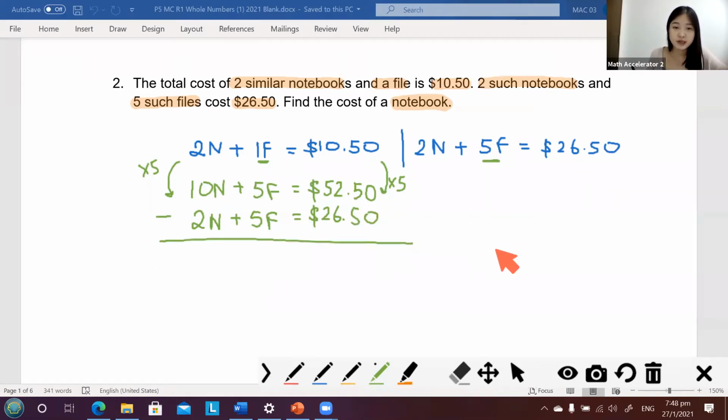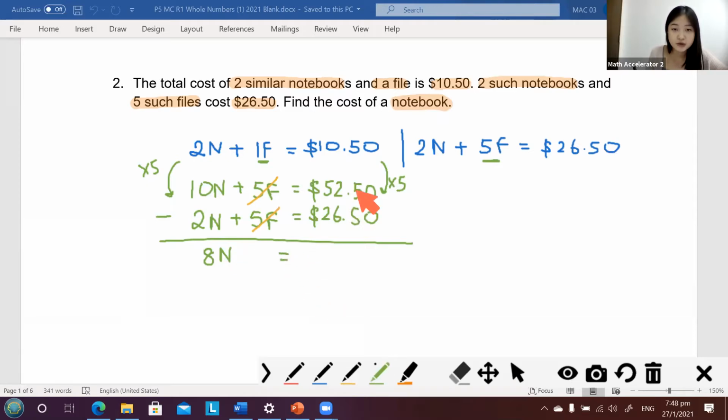Okay, let's cancel it away. So 10 notebooks minus 2 notebooks, that would be 8 notebooks. 5 files minus 5 files, no more. Why no more? Because we made it that way. We made the 1 file into 5 files so that we can cancel it off. So now we're left with notebooks only.